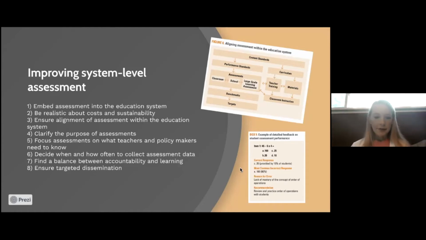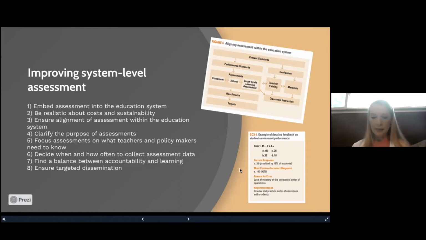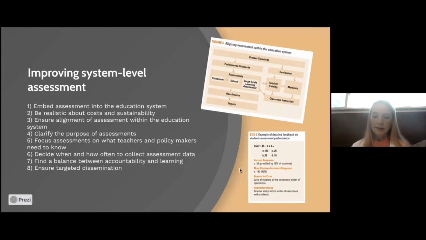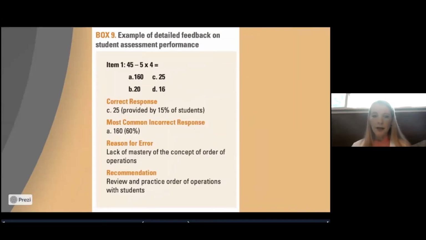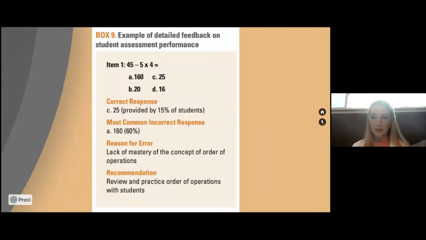And then the final tip here is around ensuring targeted dissemination. And there is a box there on the bottom right where you can see an example of a targeted dissemination for a teacher. So teachers really need to know how students have performed on individual items, what the correct response was, and how many students actually got the correct response, what the reason was for their error, and then a recommendation on how they might address that gap in their students' abilities.